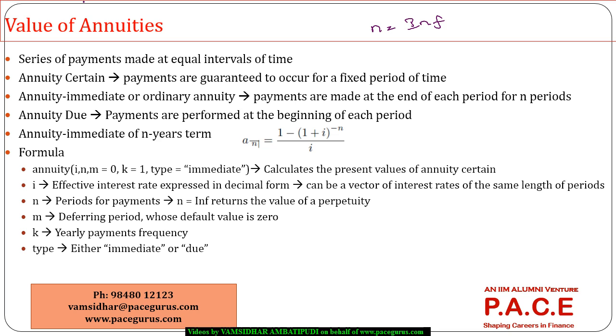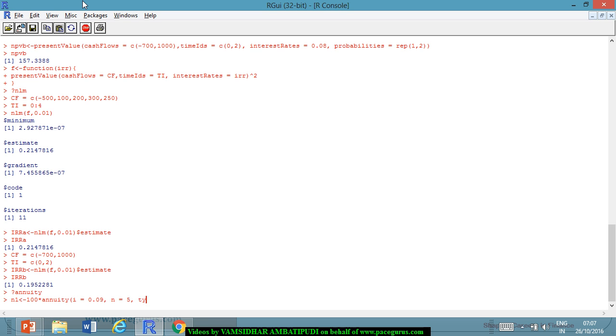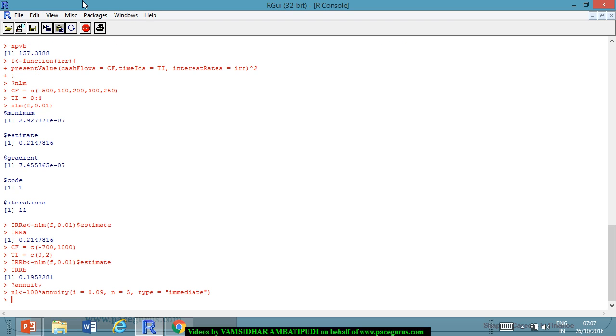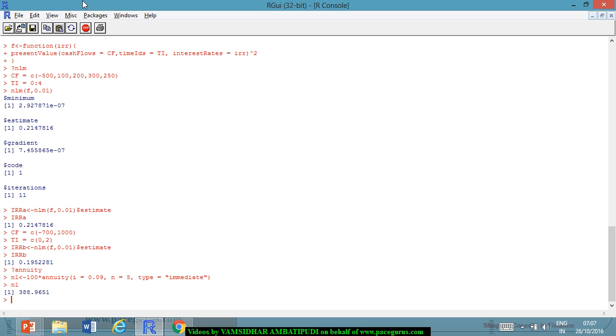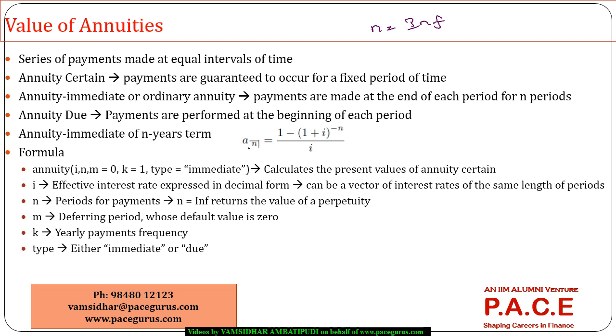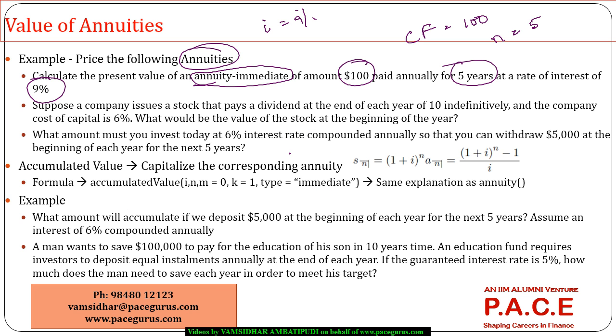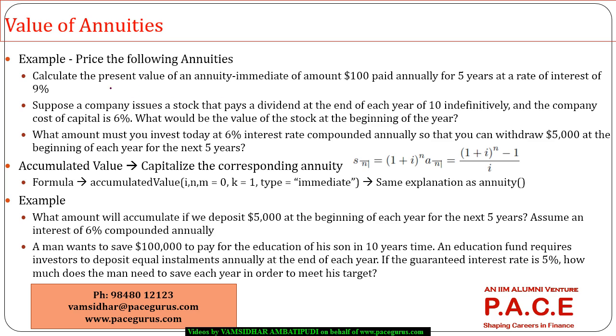And then I am looking at type. So because this is an immediate annuity, I am setting it as immediate. But if it had been an annuity due, I will set it as annuity equal to due. So I have got my N1 value, which is the numerical 1, is saying that this value is 388.96. So what does this mean?